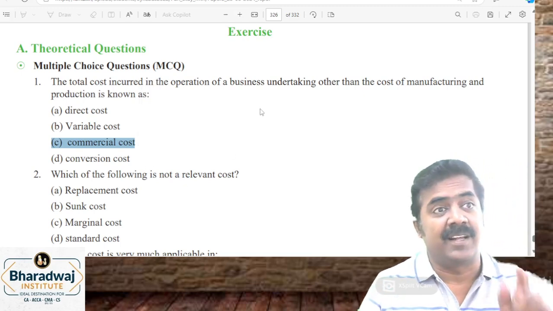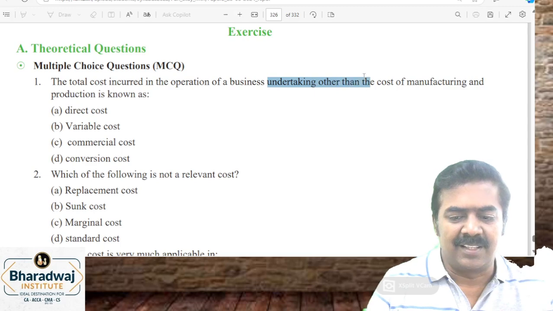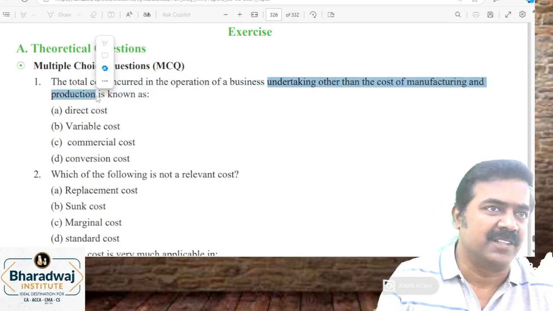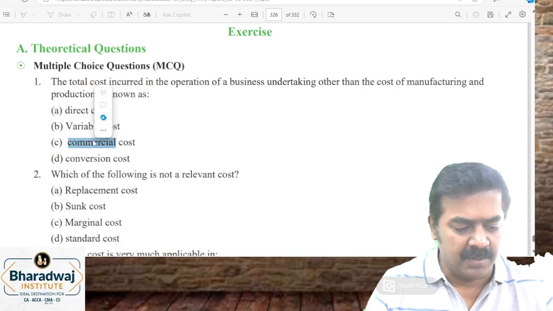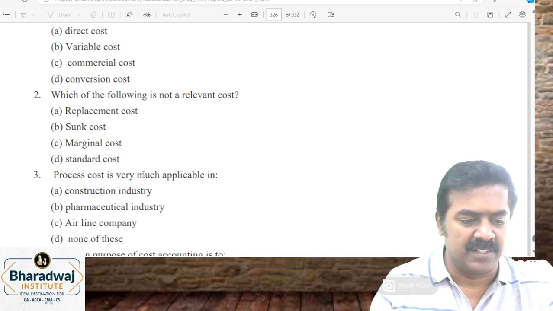Now, question is not direct question. Question is a reverse question. They ask you other than the cost of manufacturing and production. They don't ask you what is cost of manufacturing and production. Other than cost of manufacturing and production, we spend what? Commercial cost. That is nothing but administration, selling and overheads.